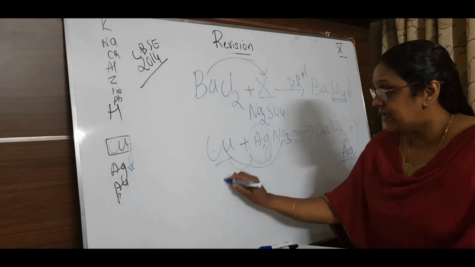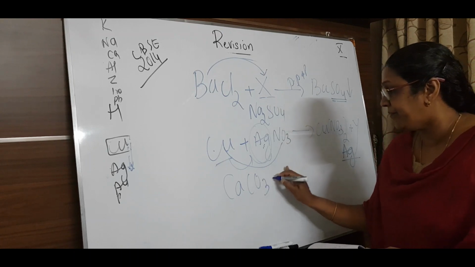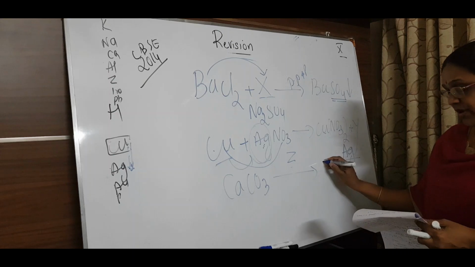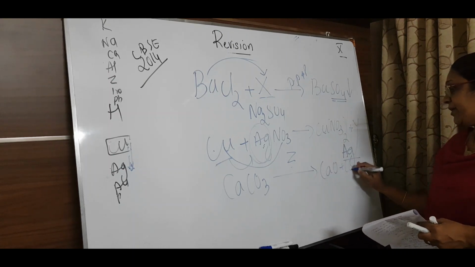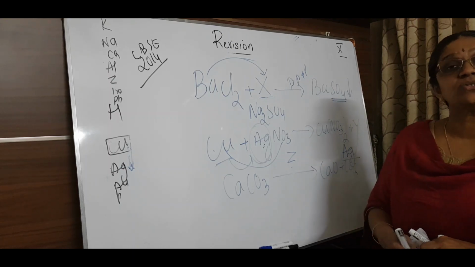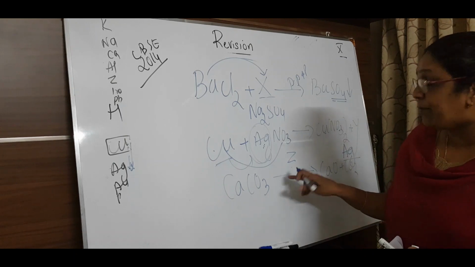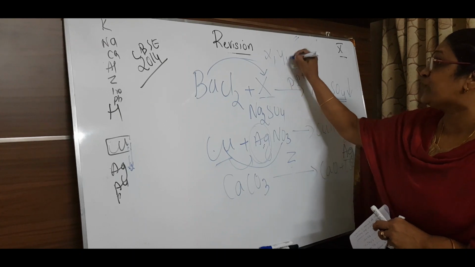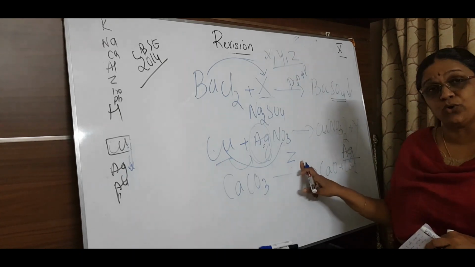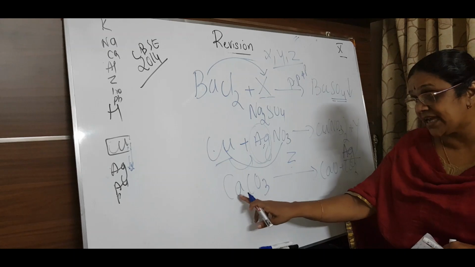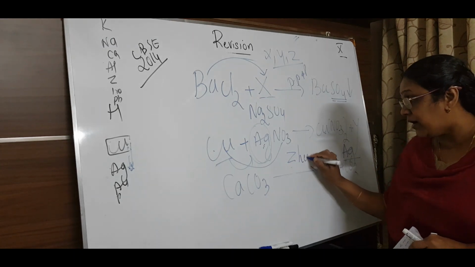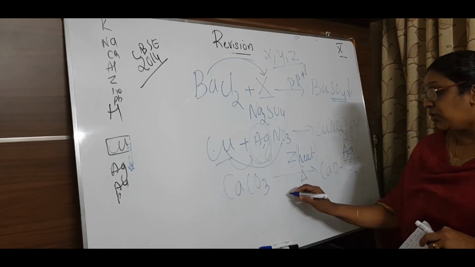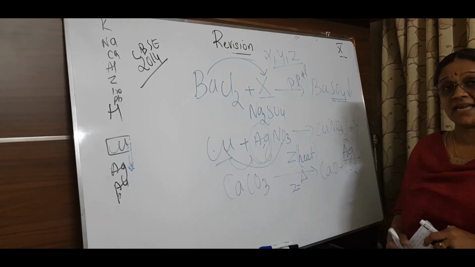Now the last is calcium carbonate, and on the arrow it is put as Z, which will form calcium oxide plus carbon dioxide. See, these type of questions also can come. What is above the arrow? That is Z. Find X, Y and Z. So what is this Z? You know, thermal decomposition of calcium carbonate. Either you write heat or you write a triangle. So Z is nothing but a triangle.